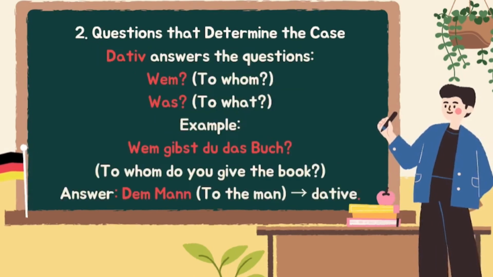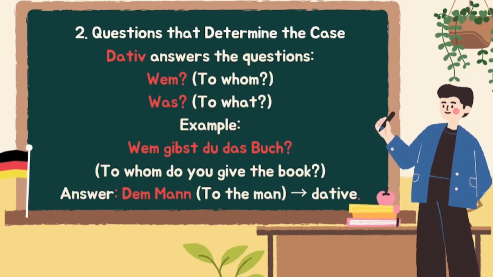Dative answers the questions that start with wem, means to whom, and was, means to what. For example, "Wem gibst du das Buch?" To whom do you give the book? "Dem Mann," to the man. So it is a dative case.